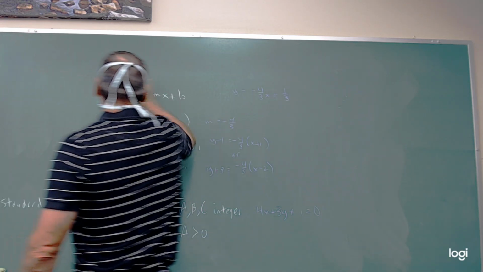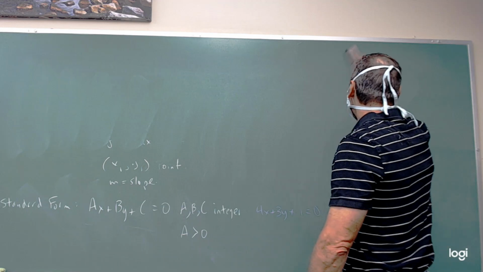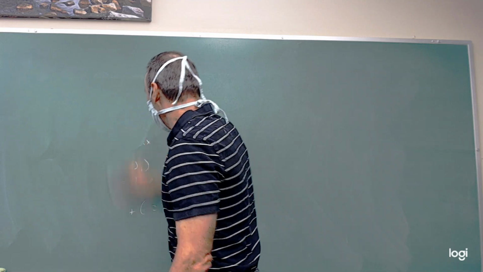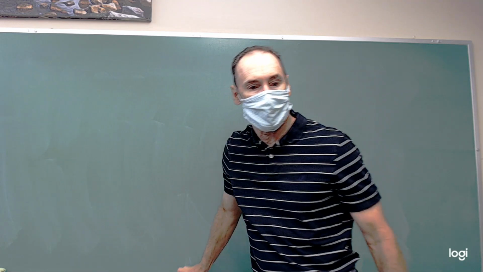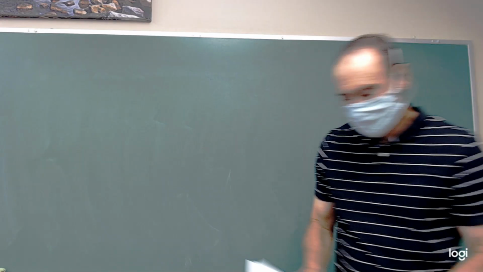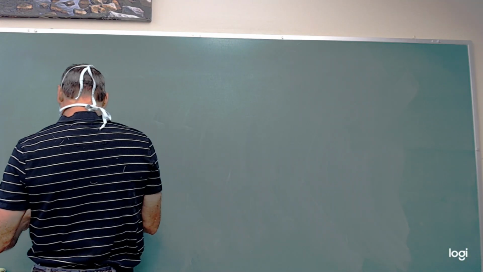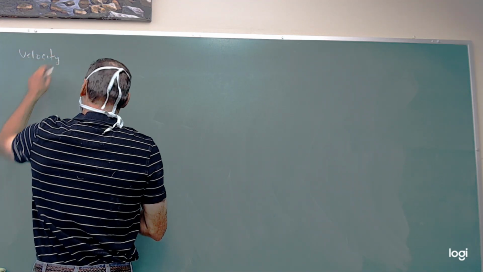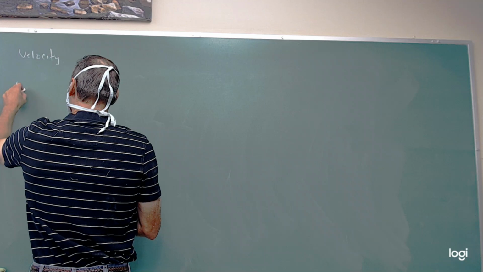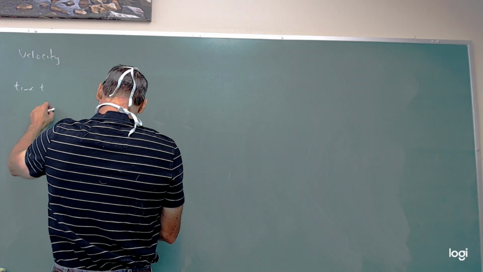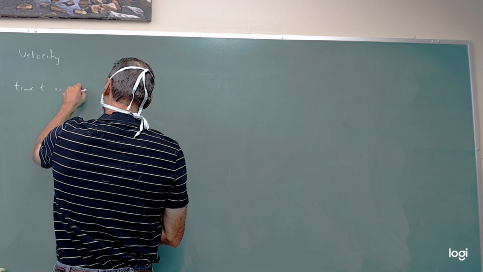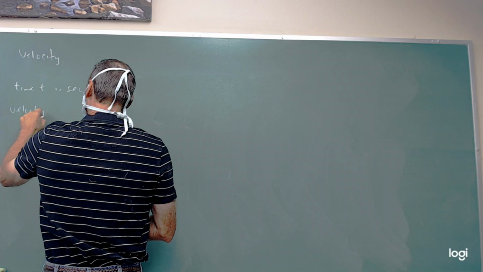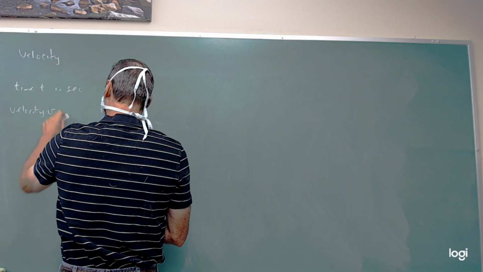We'll look at a different example. I'm going to give you a function given as a table of values. And then we'll ask some questions on that. So we are going to say this is velocity of something. So we're going to have time t, which is in seconds. And then we'll have the velocity v, which is in feet per second.